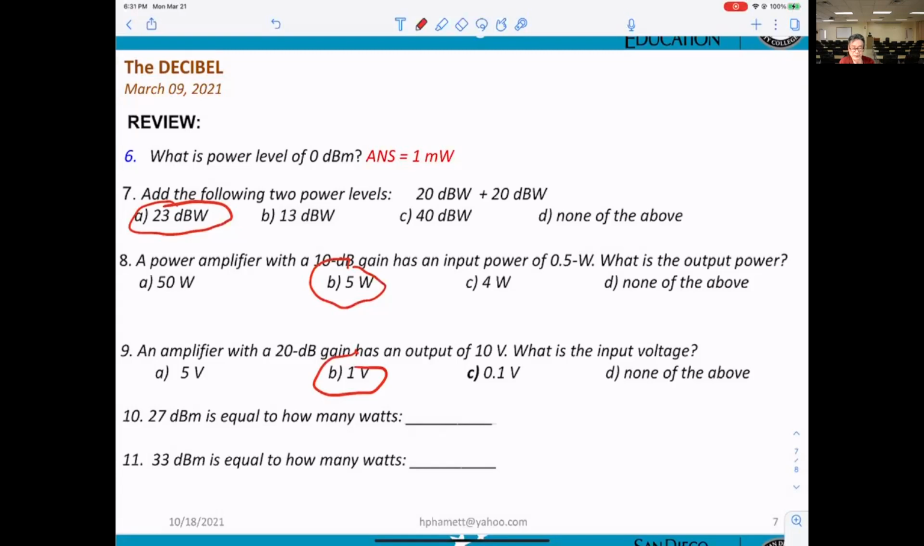Okay, number 10, 27 dBm equals how many watts? 0.5. Very good. You say 0.5? Yes. Very good. Okay, I'm waiting for Sam. I'm not doing the calculation. Yes, 0.5 is correct. You're getting good. Thank you.